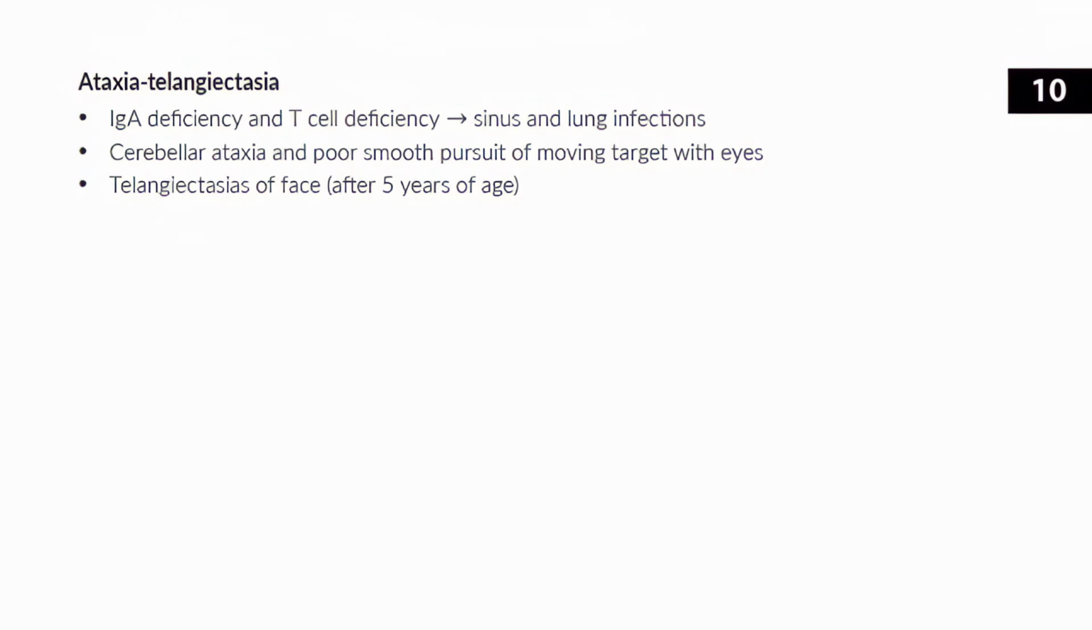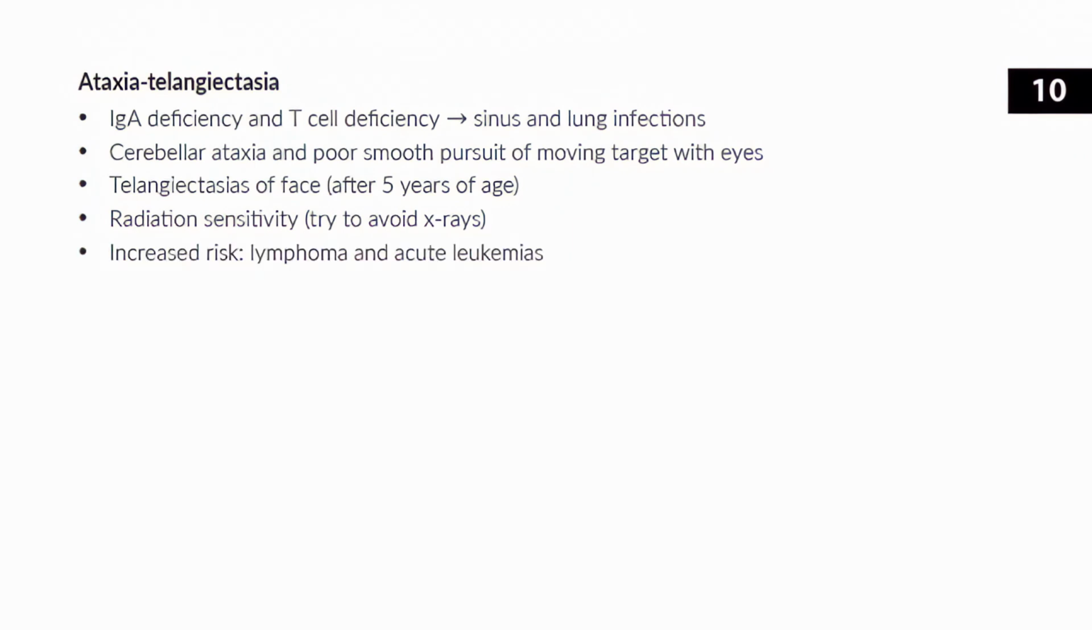Ataxia-telangiectasia is a disorder of defective DNA repair, so these patients are sensitive to radiation. Radiation damages DNA, and then they have a hard time repairing it, so if possible, they should avoid X-rays. They also have an increased risk of lymphoma and acute leukemias. So if you see a toddler with ataxia or poor smooth pursuit, you'd really like to make an accurate diagnosis so that you can monitor for the development of leukemia.